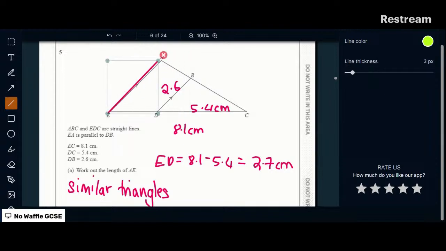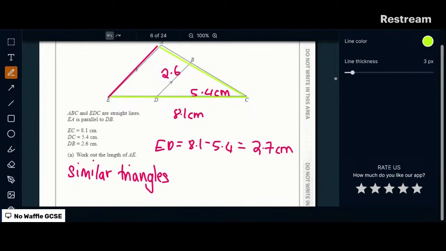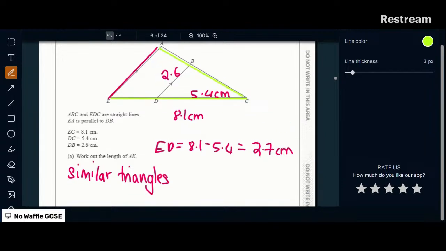For example, this line here, that triangle is just an extension of this line. So you know they're parallel. And then the same thing here. This line here is just an extension of that line there, and therefore you know they are similar triangles. So what do we then do with these similar triangles? We can use the fact that they're similar to use scale factors to find the sides.